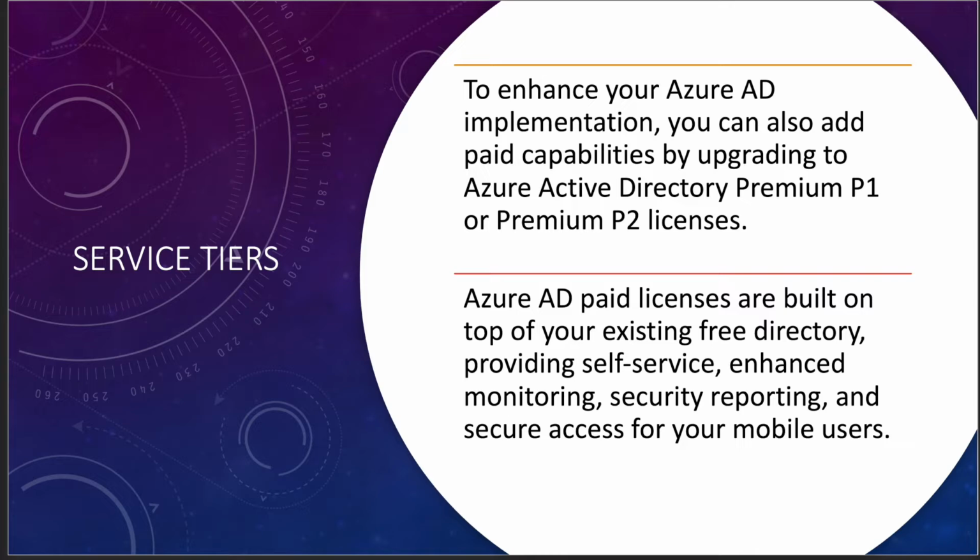So service tiers, there are two tiers on this one. There are paid capabilities. So you actually have Premium P1 and Premium P2 licensing. So Azure paid licenses are built on top of your existing free directory service, right? So you're going to have your basic free, and then you can go Premium 1 or Premium 2 licensing. And that just gives you enhanced monitoring, security reporting, and secure access for mobile users and other things you may want.